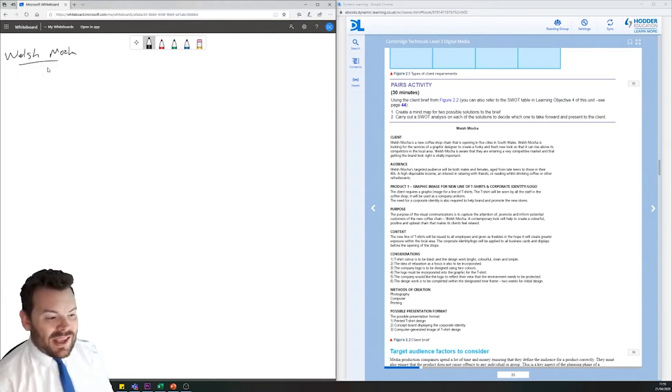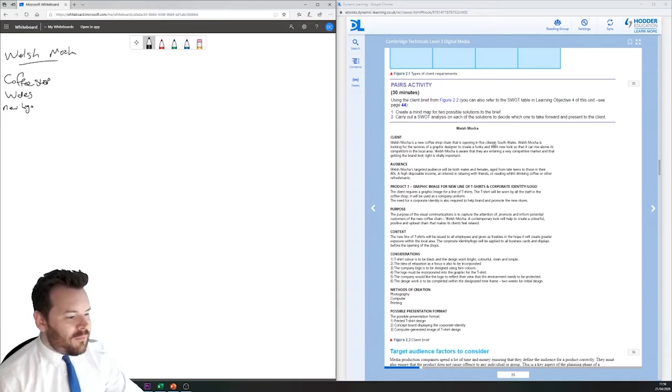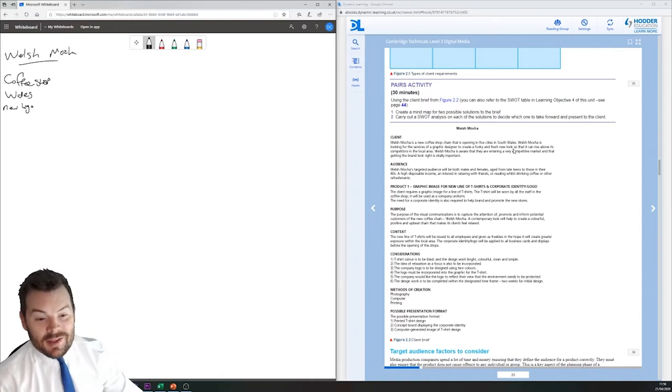Whenever I'm making a product, I want to make sure that it's always on brand, that we're always hitting those requirements. So I've got Welsh Mocha. It's a coffee shop. It's in Wales. And they basically need a new logo. They're going to create a new funky, fresh look, as it says in the brief, so they can rise above their competitors. So they've got to have competitors in the area.